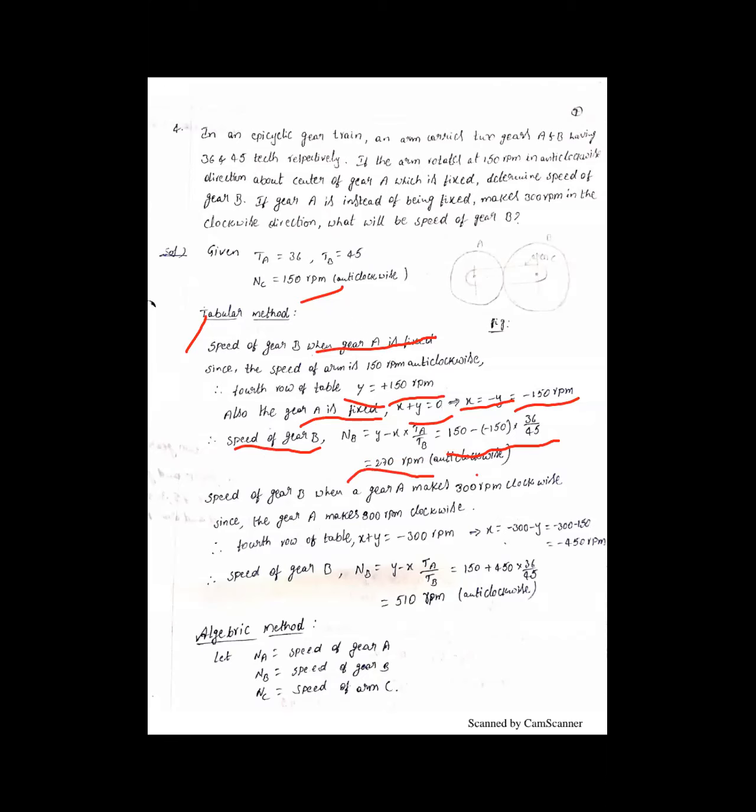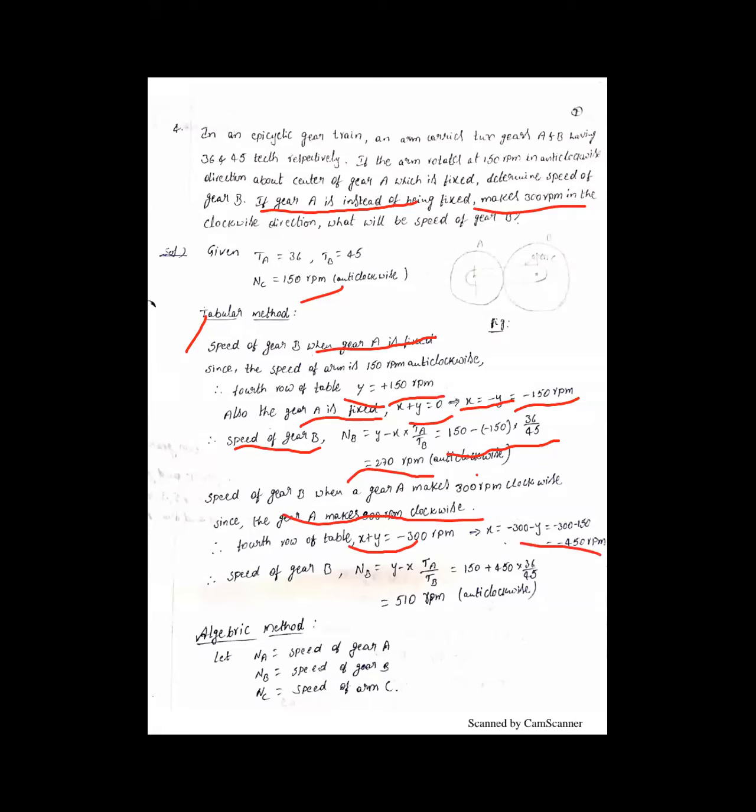And the second condition is also there. It is not over. Instead of being fixed, gear A makes 300 RPM. Sometimes gear A is also running, so gear A makes 300 RPM clockwise. That means the total motion of gear A, x plus y, equals minus 300. So x equals minus 300 minus y, that means minus 150, so that value is minus 450. X is minus 450 and y is 150.